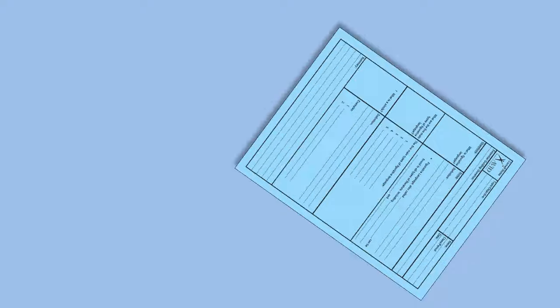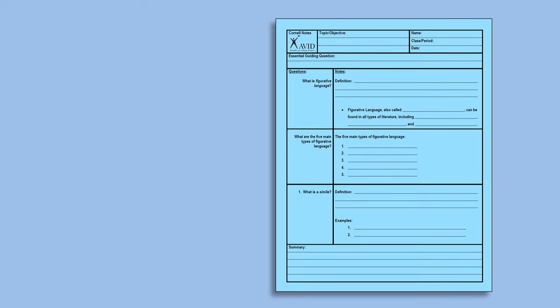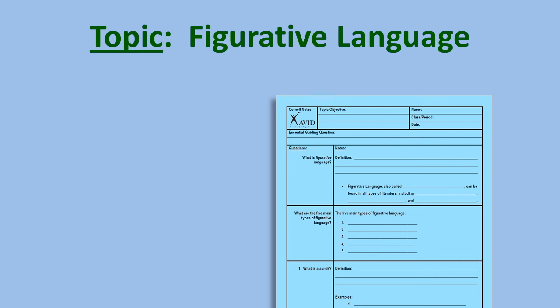The first thing we'll need is a set of Cornell notes like these. For the sake of simplicity, we're going to use light blue notes, the same color as the background. To get started, we'll want to write the topic at the top of the page for easy reference later. The topic of these notes is, of course, figurative language. You want to write that right at the top middle of the page. It might also be a good idea to write your name, date, class, and period at the top as well, if you haven't already done so.